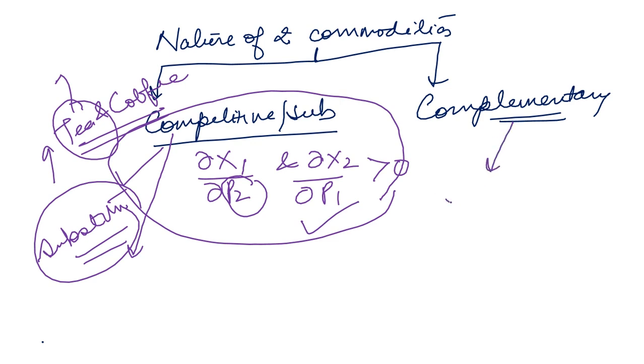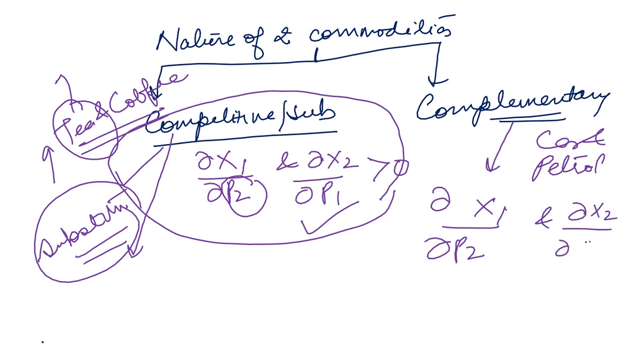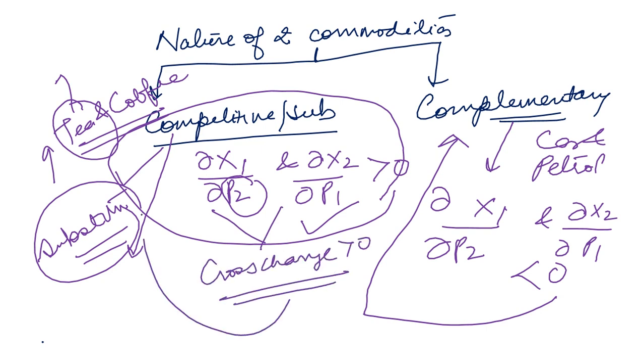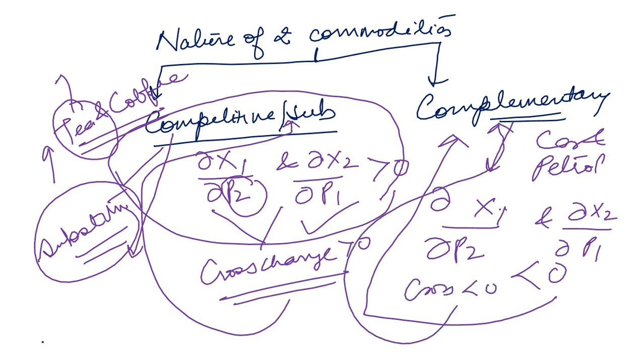But complementary goods are like car and petrol. Here del x1 by del p2 and del x2 by del p1 are less than 0, and the goods are said to be complementary. That means if the price of petrol rises, the demand for cars falls. In a nutshell, if the cross change is greater than 0, we have substitutes; if it is less than 0, we have complementary goods.